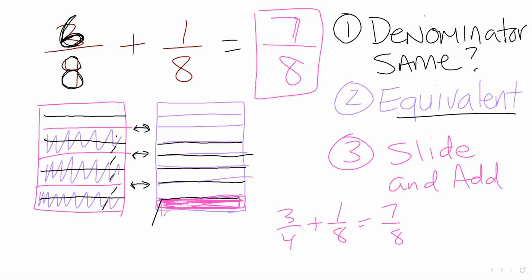And the reason I was able to do that is, again, I checked, is my denominator the same? And it wasn't. So I made an equivalent fraction, which I did over here. And then I just did my slide and add rule because I changed it so my denominators were the same. Of course, we're going to try some more, so don't worry. So let's just keep those steps in mind, and let's go ahead and try some more.